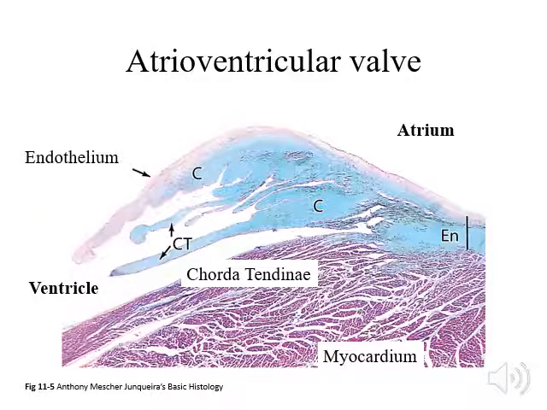Figure 11-5 from your textbook of a valve in the heart shows the connective tissue skeleton making up the valve, an extension of the connective tissue into the chordae tendineae, and this connective tissue being covered by an endothelium layer. Deep to this valve is the myocardium.